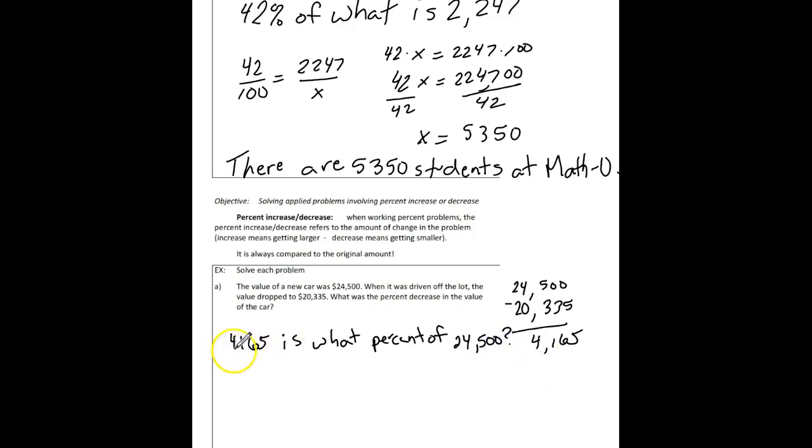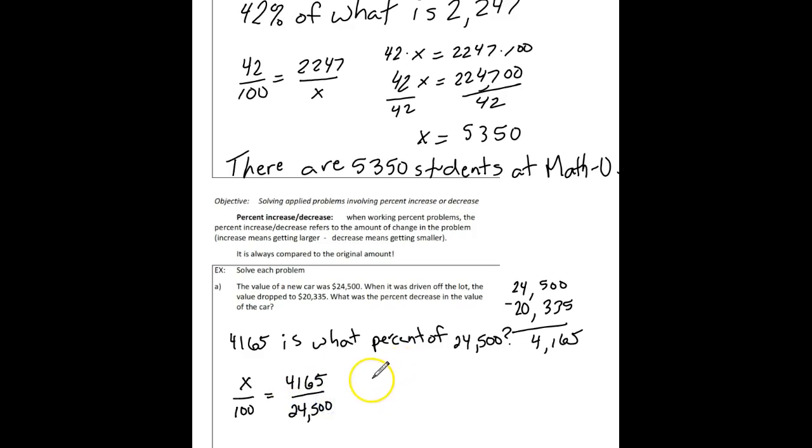Okay, so we're looking at the decreased amount, not the new value, but the amount that it went down. Again, I'm going to use a proportion on this one. Our percent is our unknown, so I'll put that over 100. And our "is" is the 4,165. And our "of" is 24,500.